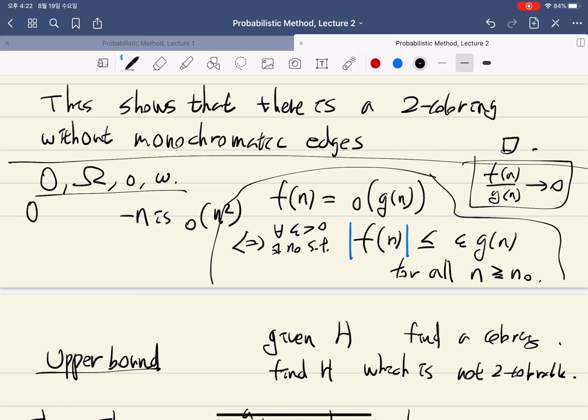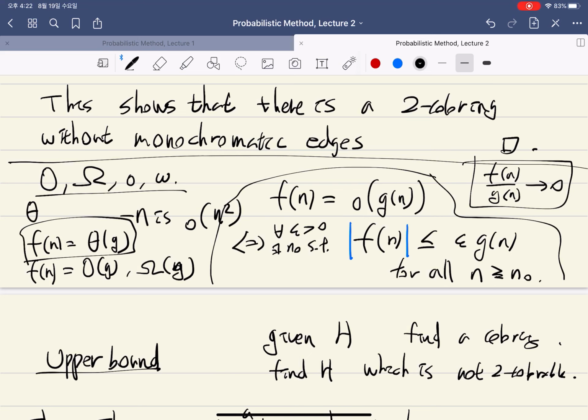And last time we didn't define theta. We say that f(n) is theta of g(n) if this is big O of g as well as big omega of g. Then we say that f(n) is theta of g(n).